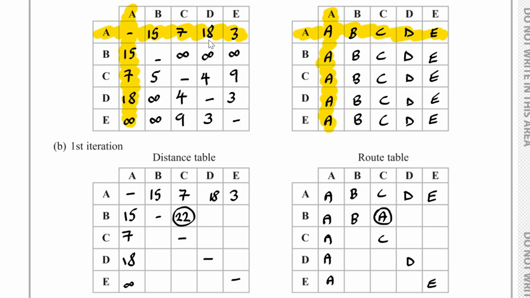Now, for BD, start at B, finish at D, we compare this infinity with 15 plus 18. 15 plus 18, that's 33. So we have 33 over here. We circle it because we've replaced the infinity with 33. The letter will also change from D to A. For this element, we compare the infinity with 15 plus 3. 15 plus 3, that's 18, which is smaller than infinity. So we replace the infinity with 18, and we replace the E with an A.